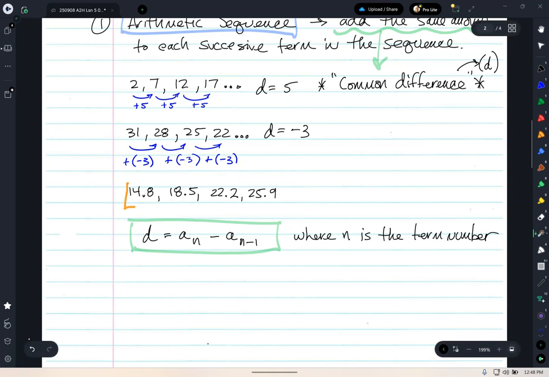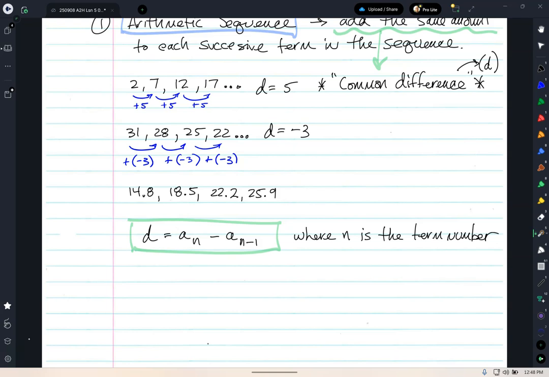Like, for example, 14.8 is the first term in the sequence. 22.2 is the third term in the sequence. Are you with me? Okay, so we need to know the term number and the value of the term itself. So there's two things now that we're looking at. Even though we don't write the term number now, we can figure them out, right? So if we wanted to calculate this, let's say a sub n, let's say n is the second term number. Okay, what's the second term number? What's the value of the second term?